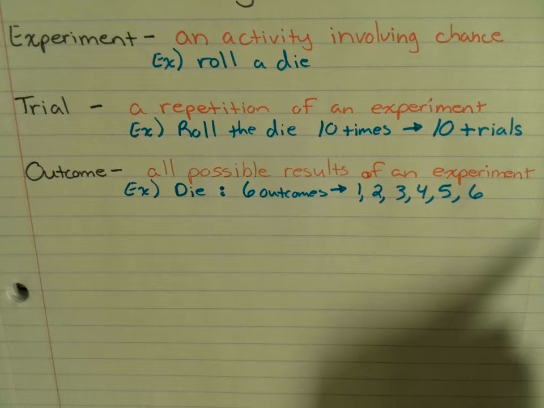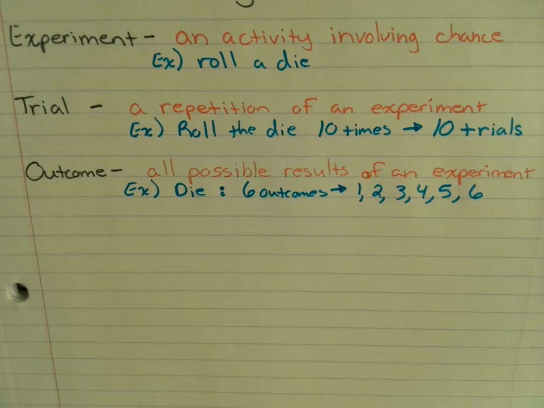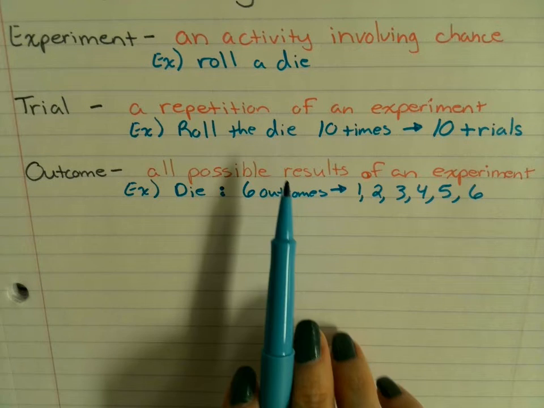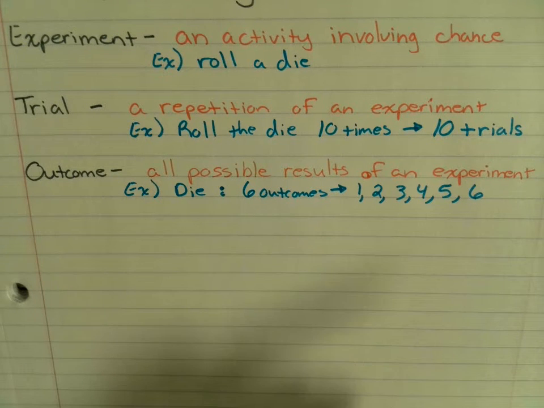It's important to know how many outcomes an experiment has, because probability is out of a total. And that total is depending on what the experiment is. Do I have the same number of outcomes for a die as I do for a coin? No. So that means the probabilities are going to be different.